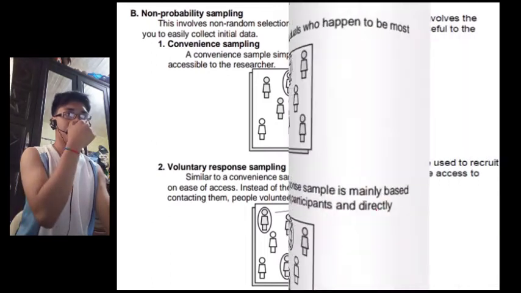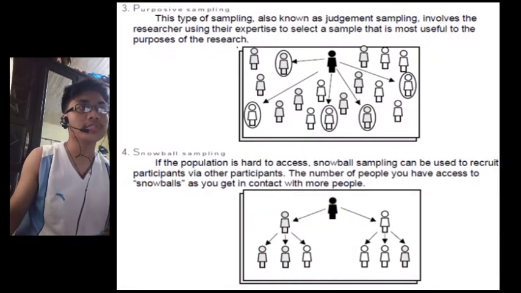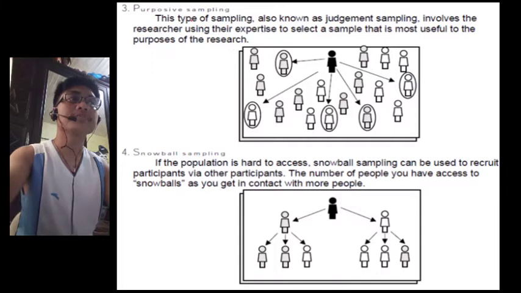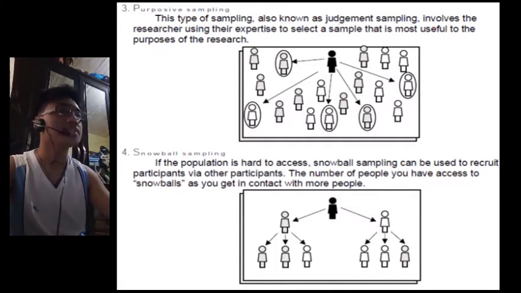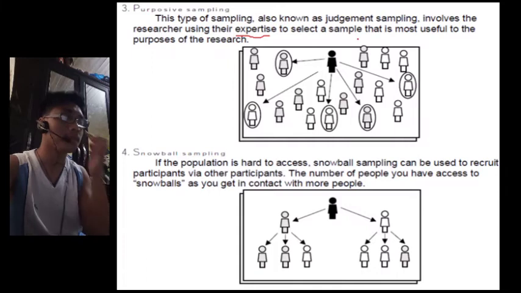Okay. Next, purposive sampling. This type of sampling, also known as judgment sampling, involves the researcher using their expertise to select a sample that is most useful to the purpose of the research.